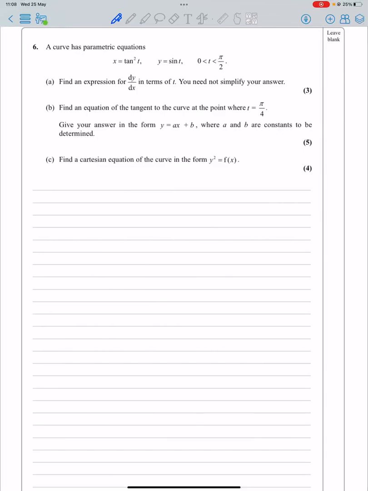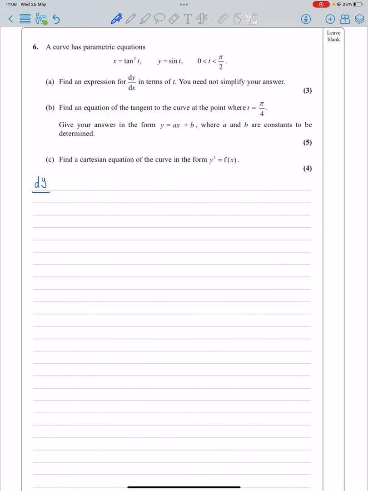Welcome to a question on parametric equations, including differentiating and converting to Cartesian equations. So the first question says find an expression for dy/dx, and we've been given that x equals tan squared t and y equals sin t. It does also say you need not simplify your answer. Great. So this is where we just use this here.